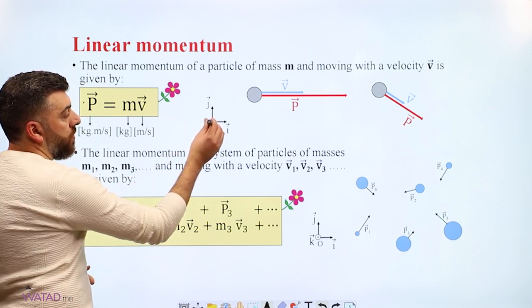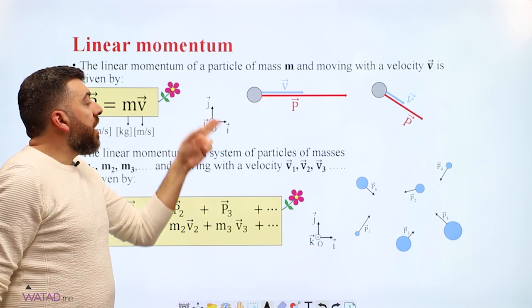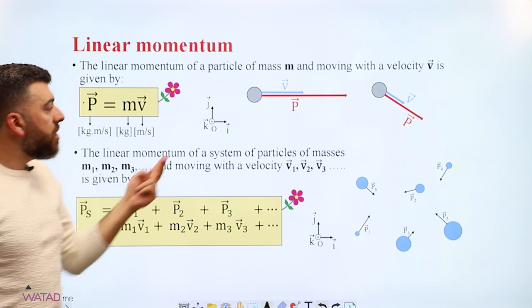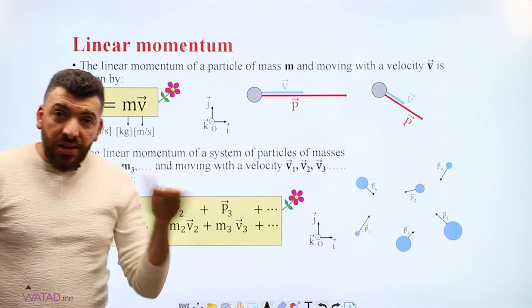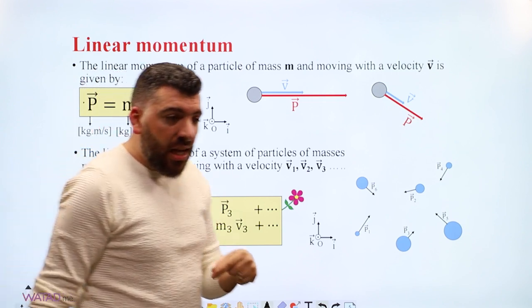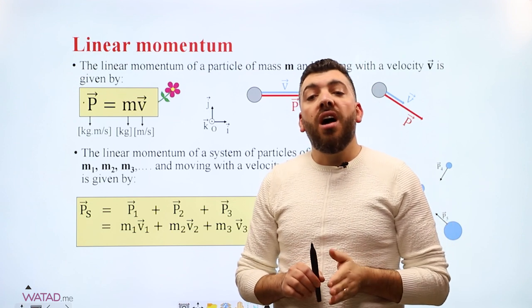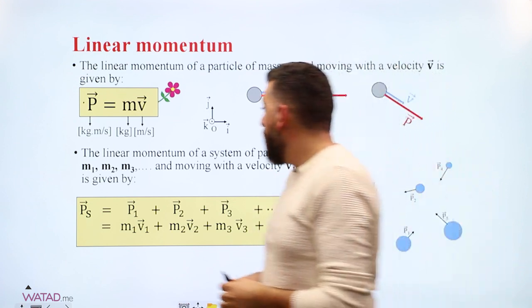It's out of the board. Okay. So the velocity v can be written in terms of I, J and K if it's moving in 3 dimensions. In 2 dimensions it will be in terms of I and J. And if it's 1 dimension, on a straight line, we choose this straight line to be the x-axis. So v will be in terms of I only. So P will definitely be in terms of I.